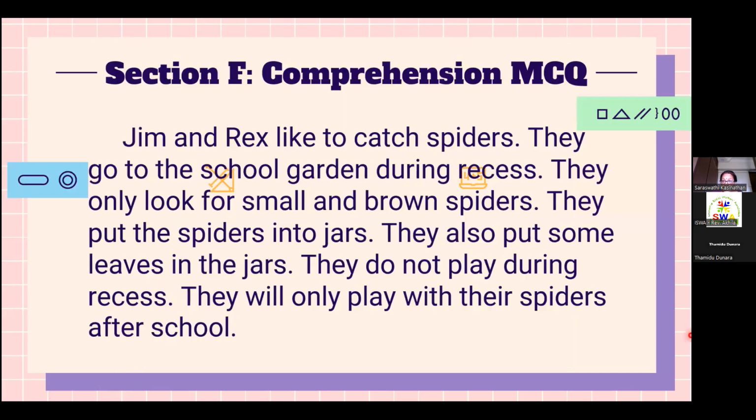Okay, so now, can I have somebody to read this story for me, please? Teacher, can I read this lesson? Can I? Please tell me your name. Dinuki. Vasanti. Vasanti, is it?